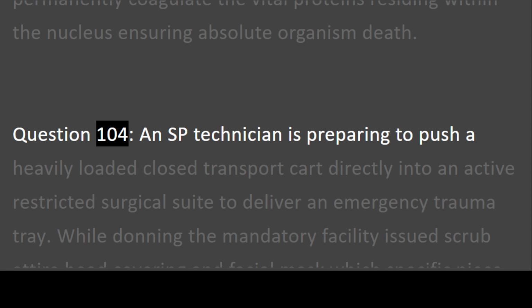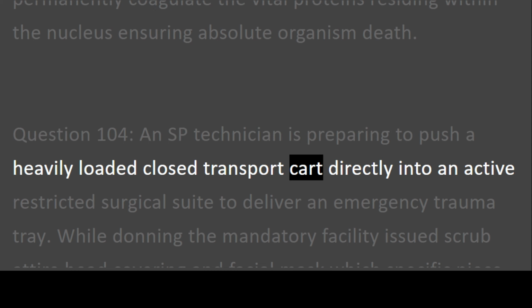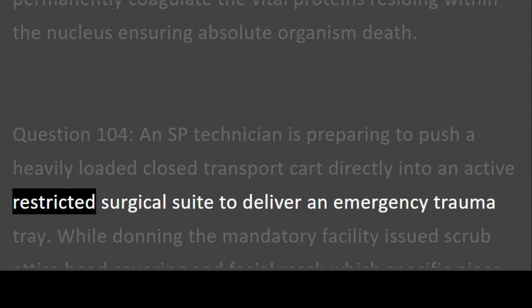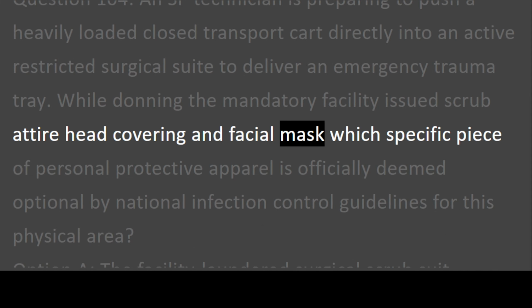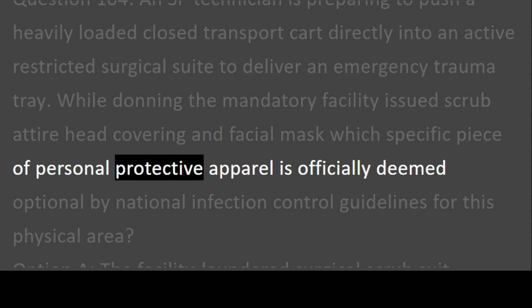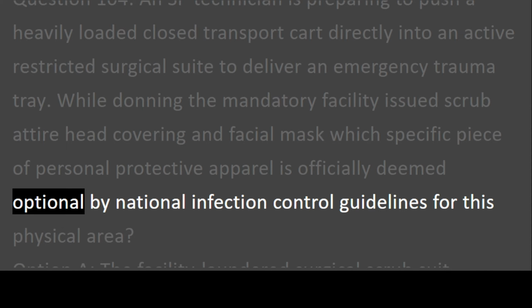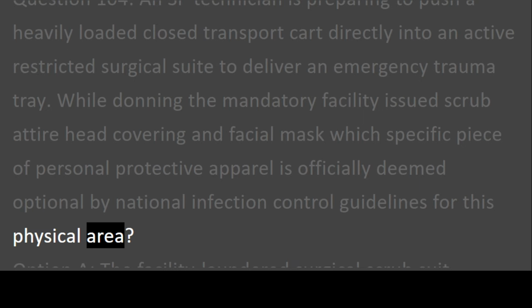Question 104. An SP technician is preparing to push a heavily loaded closed transport cart directly into an active restricted surgical suite to deliver an emergency trauma tray. While donning the mandatory facility-issued scrub attire, head covering and facial mask, which specific piece of personal protective apparel is officially deemed optional by national infection control guidelines for this physical area?